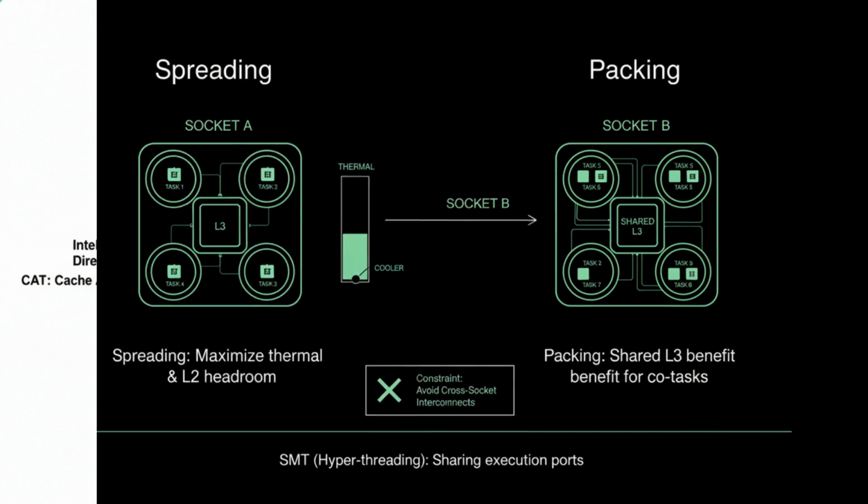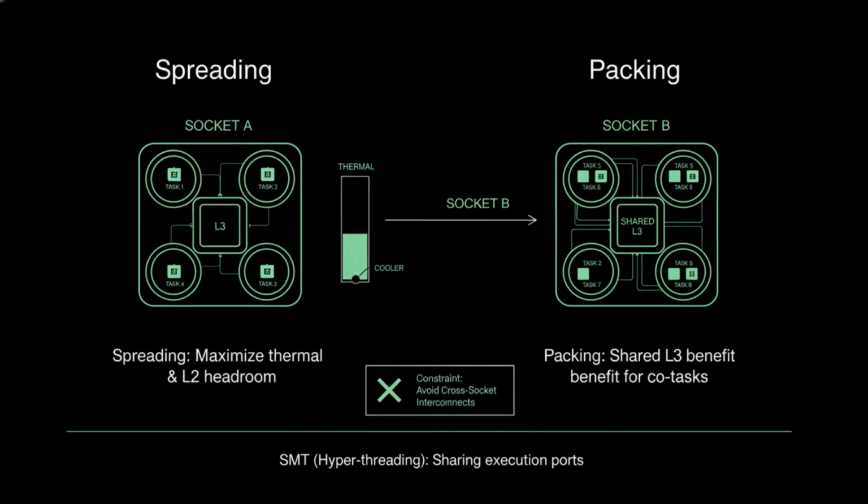Architects must choose between two strategies: packing and spreading. Spreading distributes tasks across all physical cores to maximize thermal headroom and L1, L2 availability. Packing, however, places tasks on cores that share the same L3 cache, or even the same SMT, hyperthreading, sibling. Packing can improve performance when tasks share a large dataset, as they can pull from the same L3 cache lines. But beware, packing can lead to contention for execution ports. For latency-sensitive workloads, we usually prefer spreading across physical cores, while maintaining packing within a single NUMA socket to avoid the dreaded cross-socket interconnect latency.